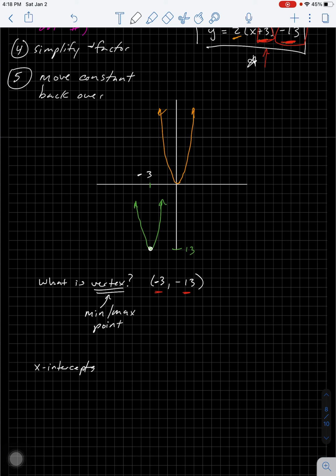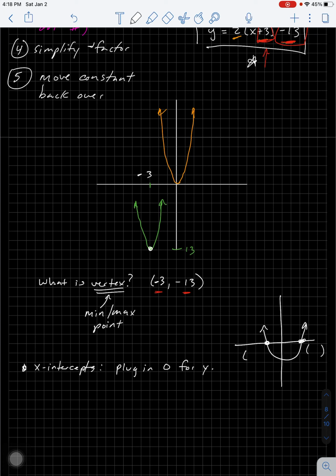X-intercepts. If you don't know how to find the x-intercepts of a graph, you need to make a note card. On the front, you're going to put x-intercepts, and on the back, you're going to write plug in 0 for y. Why do we do that? Well, let's talk about an x-intercept. We've got some graph like this. Here's the x-intercept, and here's another x-intercept.